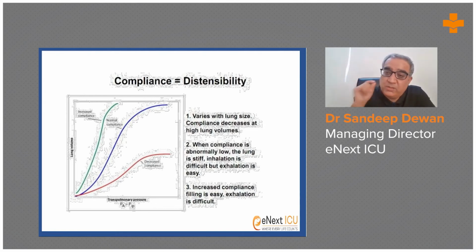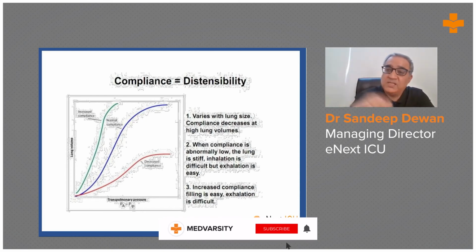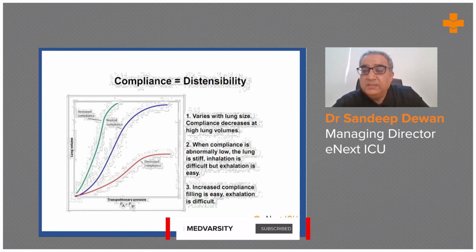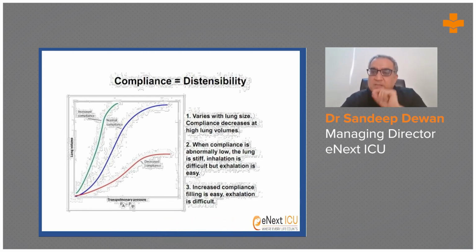In fact, when you have put a patient on ventilator, you should note down the compliance of the lungs at that point of time. Suppose you have put a patient on ventilator and the compliance is 15, and after 2 days the compliance goes down to 6. That means the lungs have actually gone bad. So it's very important that you keep track of which way the compliance is going.